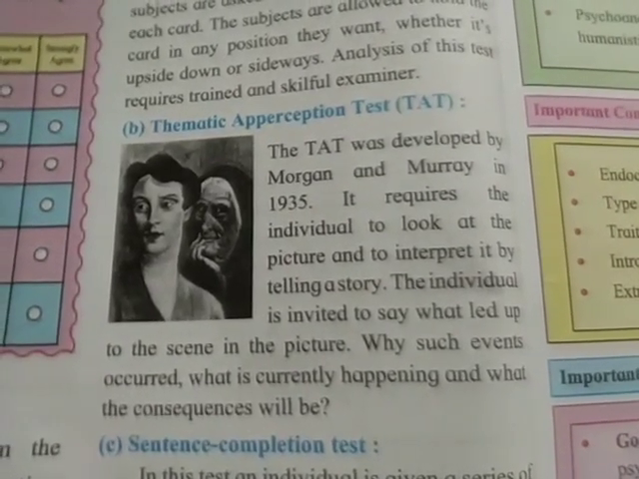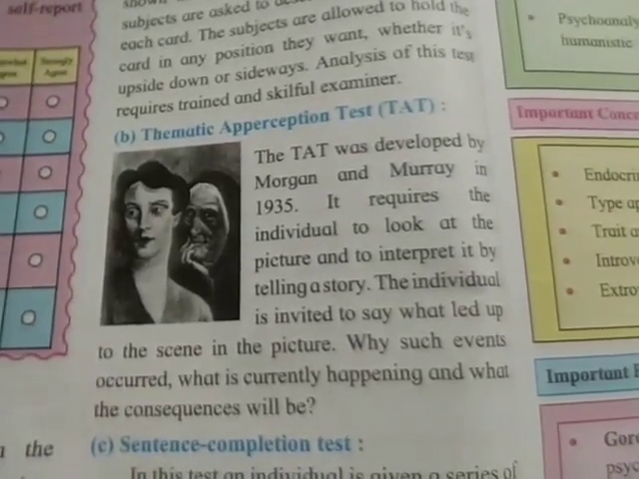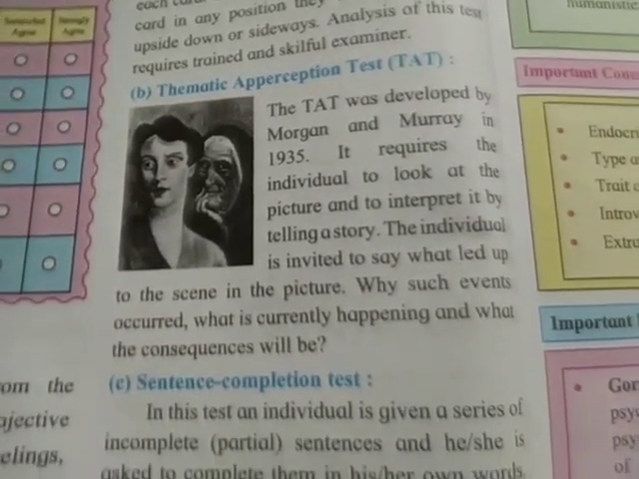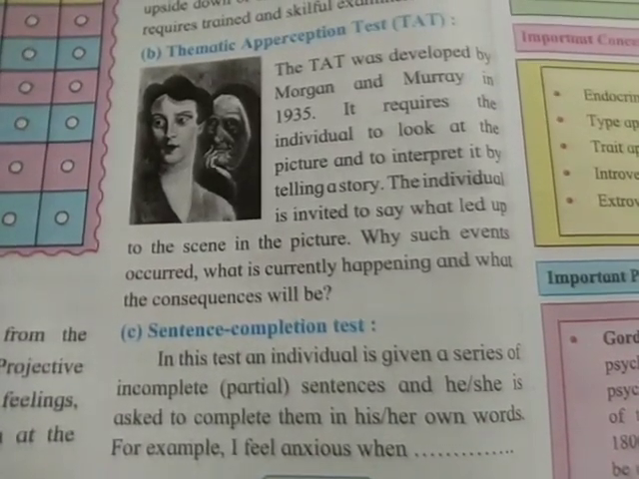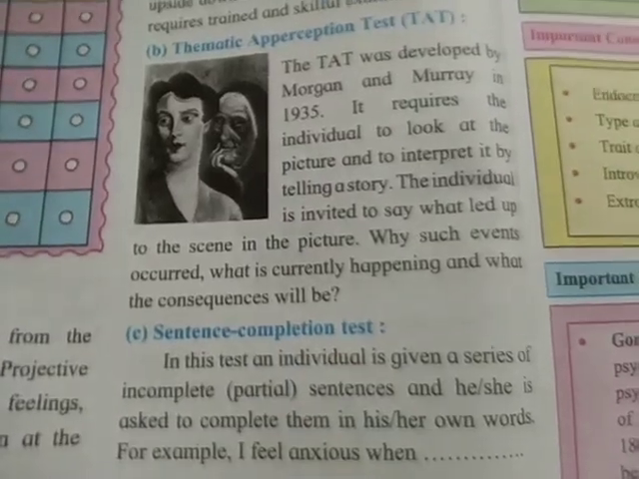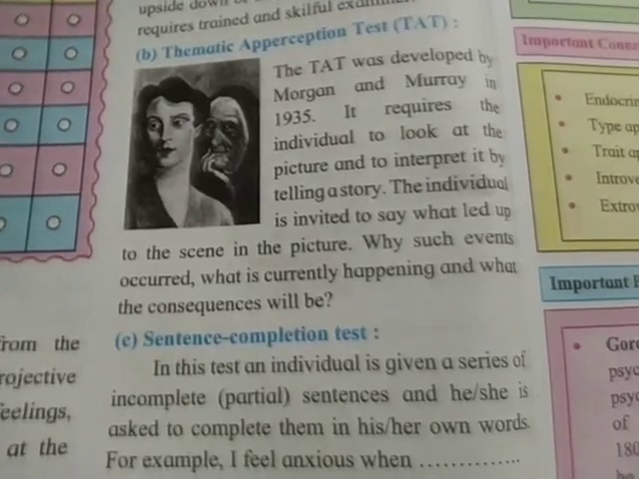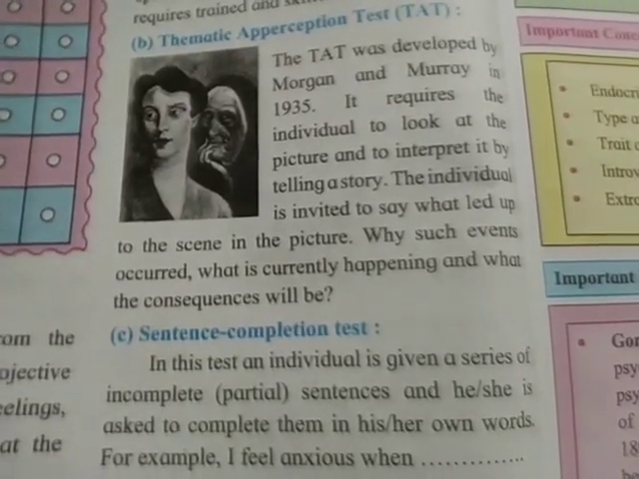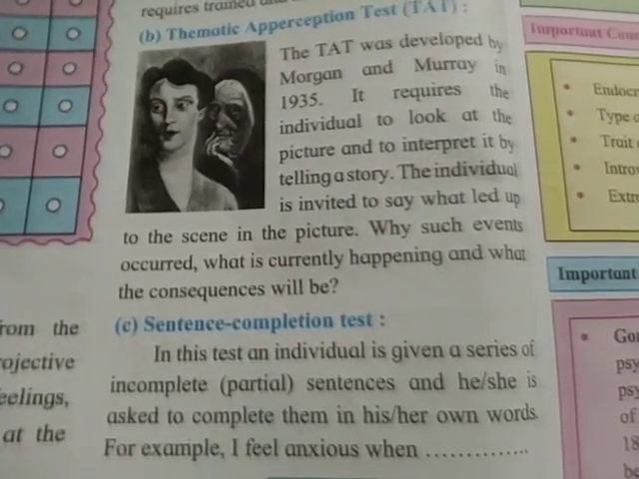B. Thematic apperception test. The TAT was developed by Morgan and Murray in 1935. It requires the individual to look at the picture and to interpret it by telling a story. The individual is invited to say what led up to the scene in the picture, why such events occurred, what is currently happening, and what the consequences will be.